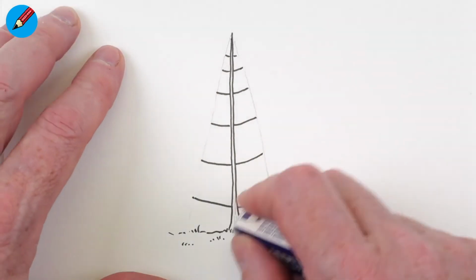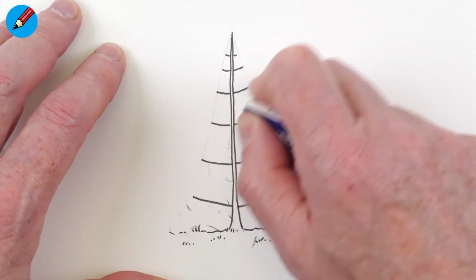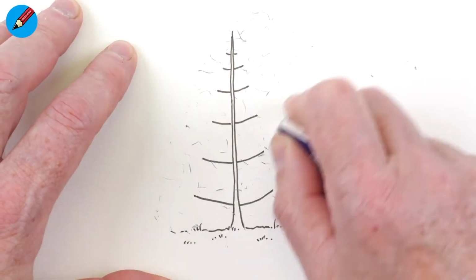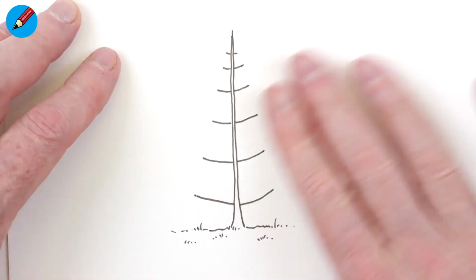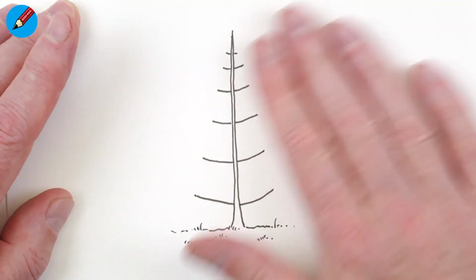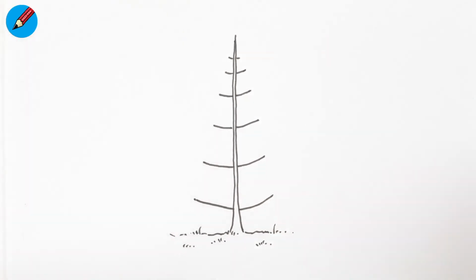Now, when you are absolutely sure that the ink is dry, then you can erase those pencil marks and no one will know how you managed to get it in the right place and drawn it so accurately.